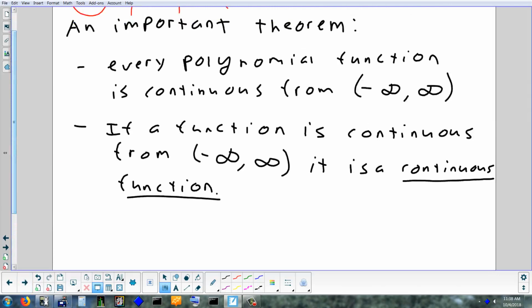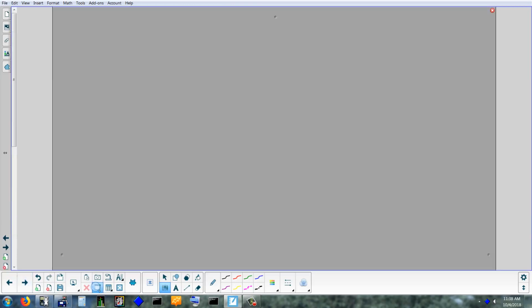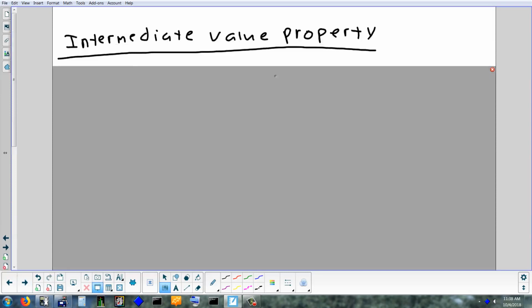Any questions on that idea? Okay, sometimes it's called the intermediate value theorem, intermediate value property. Doesn't matter what you call it. But let me just kind of give you an example of something, and then I think it'll make sense after I give you an example.